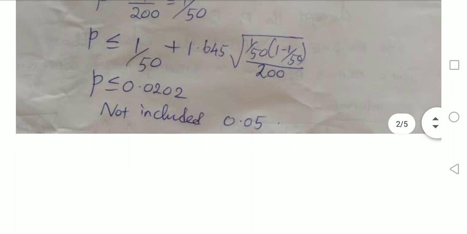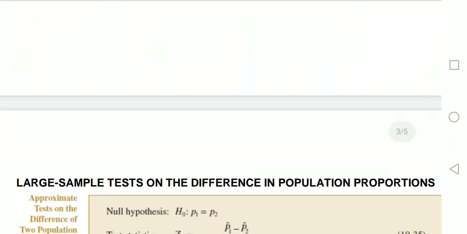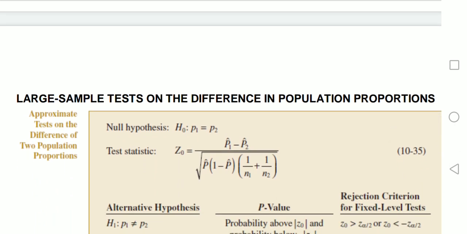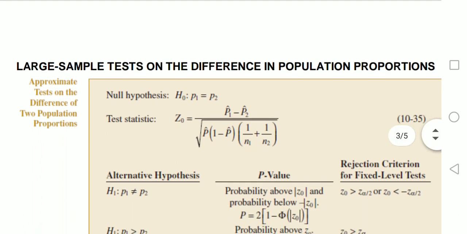Okay, next we move to the next case under proportion: testing hypotheses about differences in population proportions. That is, we need to check whether there is a difference or no difference between the two population proportions under two samples.